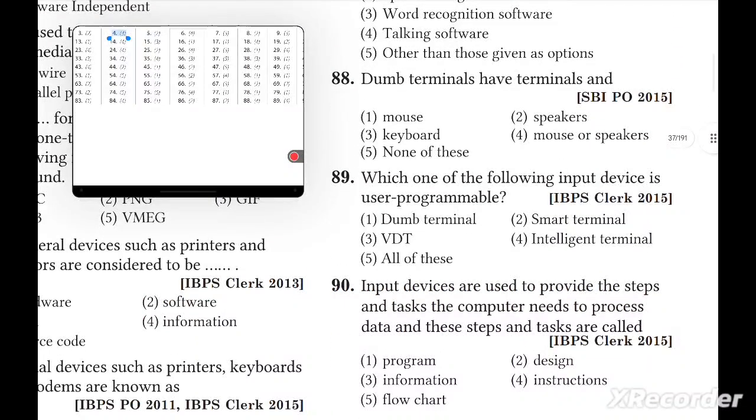Next, dumb terminals have terminals and first, mouse, second, speakers, third, keyboards, fourth, mouse or speakers, fifth, none of these. The correct answer is fourth, mouse or speakers.